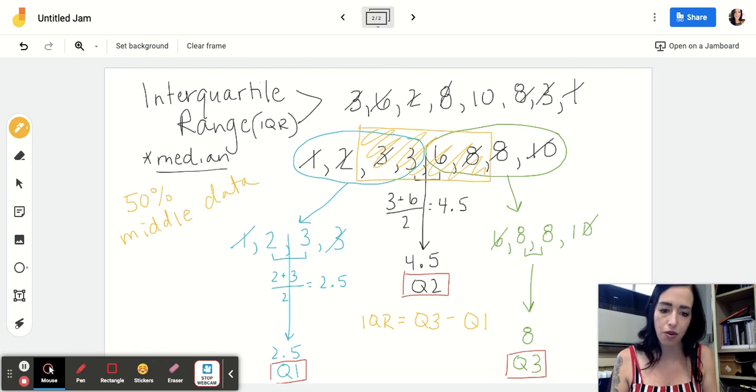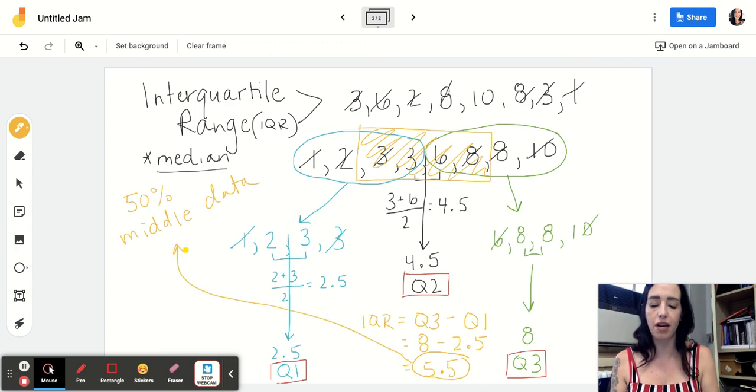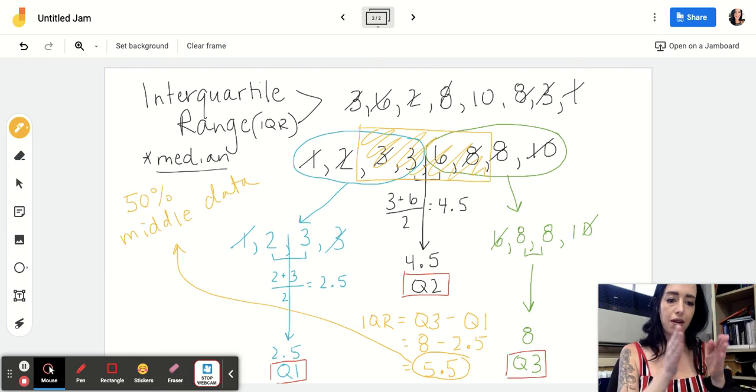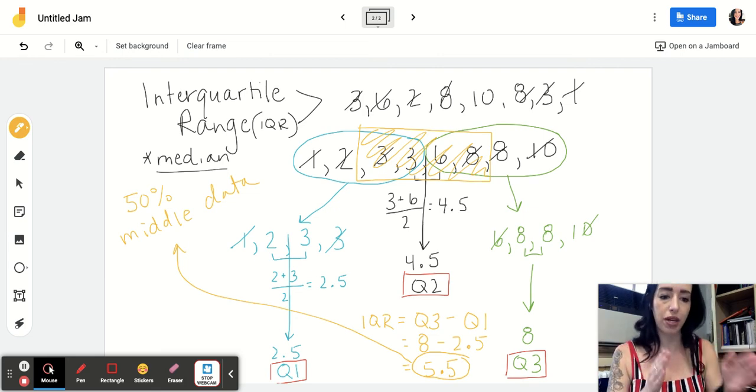So I'm just going to take quartile 3, we said was 8, and I'm going to subtract quartile 1, which is 2.5. So my answer is going to be 5.5. So what that means again is that 50% of my middle data is within 5.5 data points of each other.